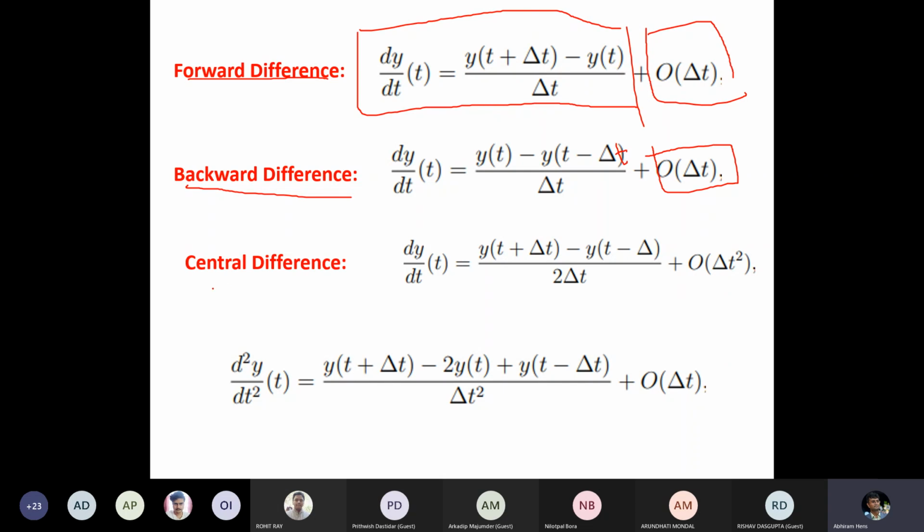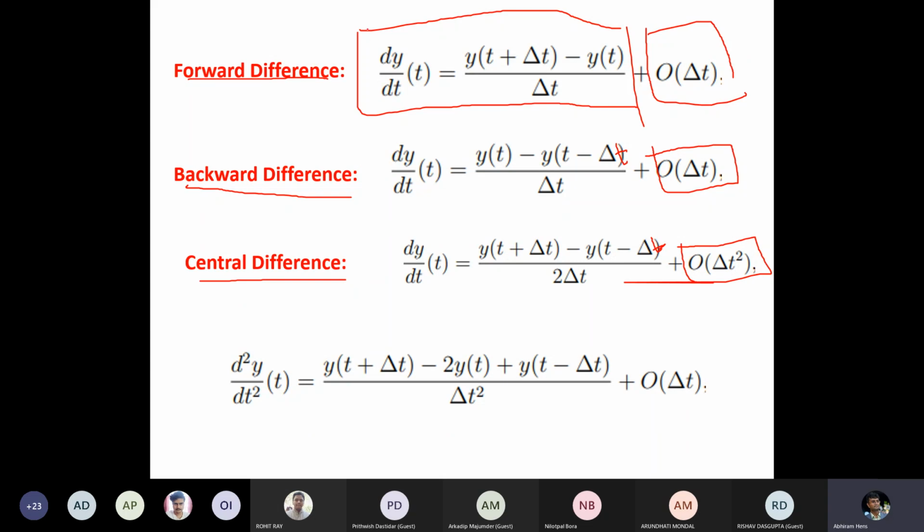Now there is another thing which is called central difference. If you expand the Taylor series both in the positive and negative direction and then take the difference, you will get dy/dt of t equal to y(t plus delta t) minus y(t minus delta t) by 2 delta t, with error of the order of delta t square. This has some advantage because here the truncation error will be of the order of delta t square. If delta t is very small, then delta t square will be much smaller. So central difference is more accurate.